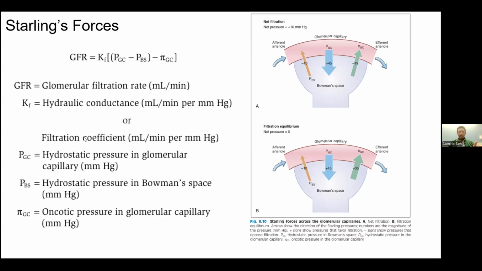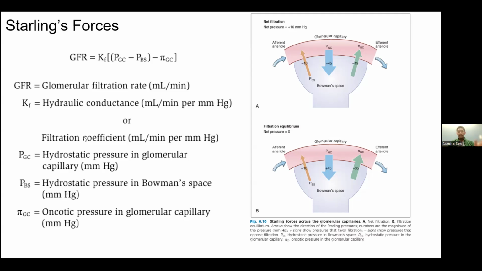Right. So there's a KF. KF stands for the filtration coefficient, right, or the hydraulic conductance, right? And there are two factors which contribute to this, right? There is the water permeability per unit area, and there's the total surface area.